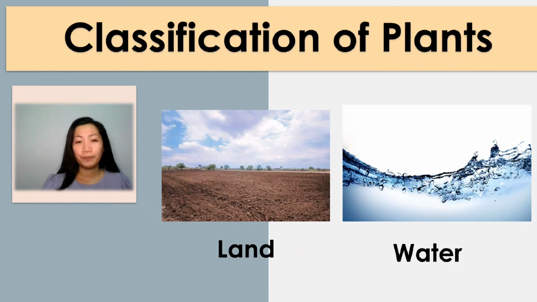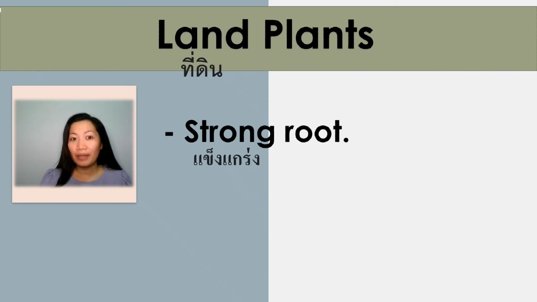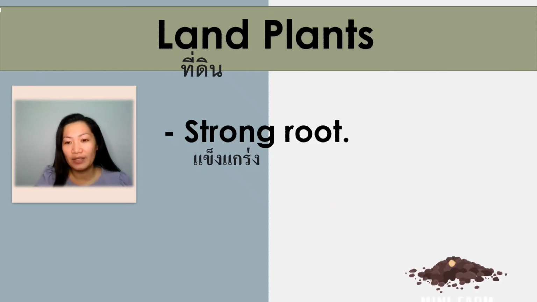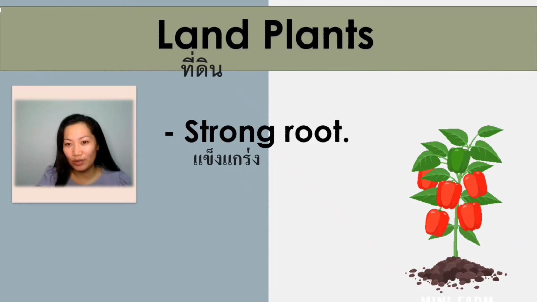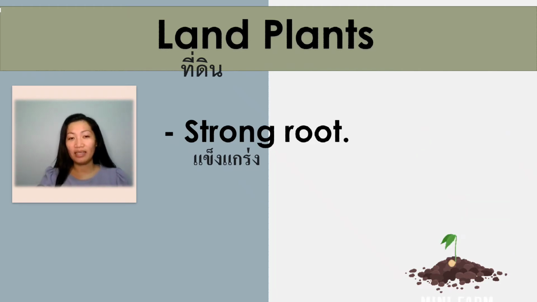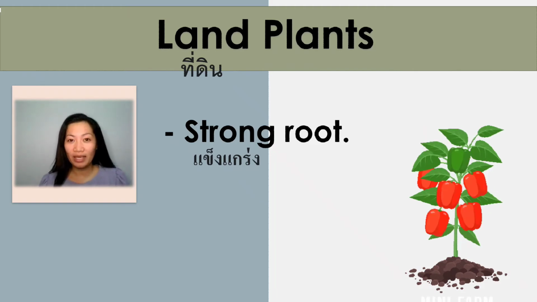When we say land plants, these are the plants that grow in the land, and they have very strong roots. You can still remember roots as the parts of a plant that grow under the soil. Again, land plants grow very strong.